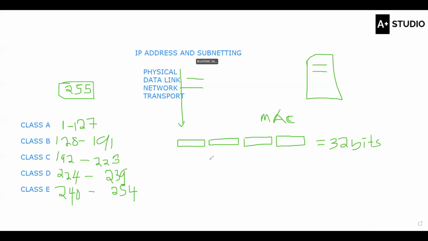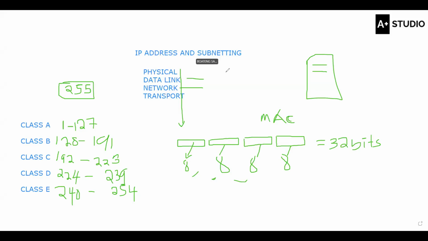Out of this 32 bits, each octet is 8. So the first octet is 8, the second octet is also 8, the third octet is also 8, and the fourth octet is 8. Adding the 8, 8, 8, 8, we are getting 32 bits. And this is only IPv4.